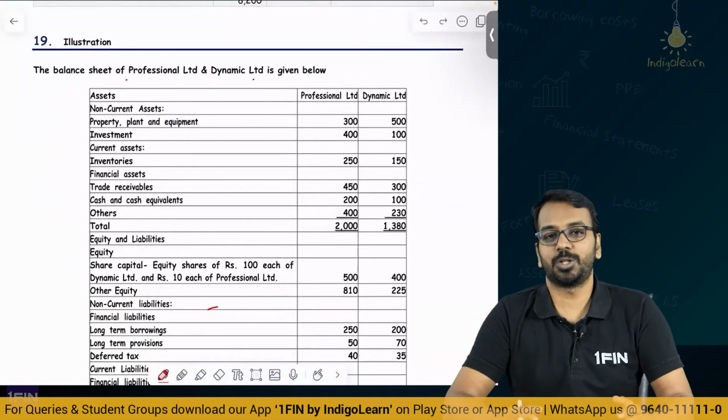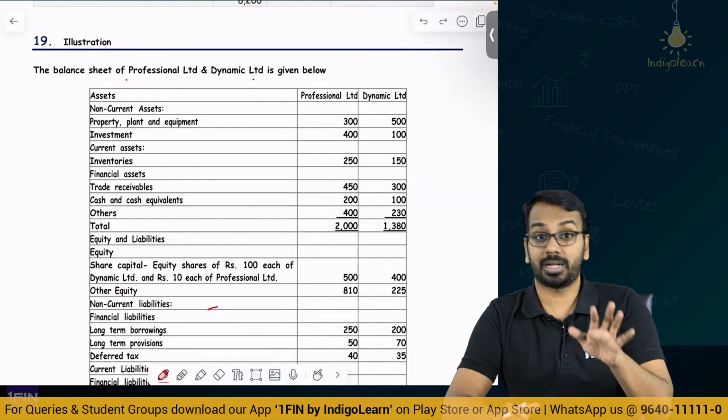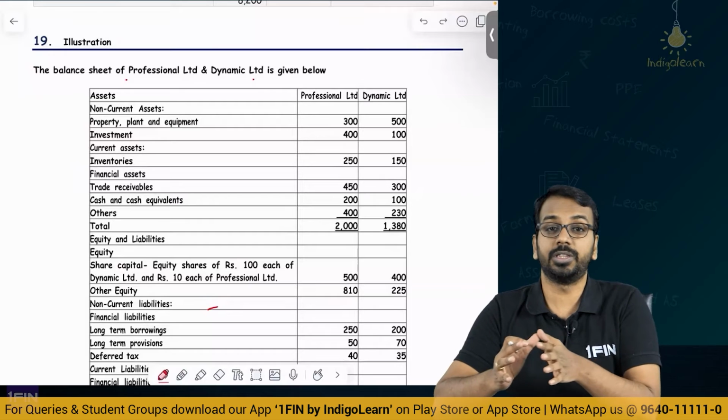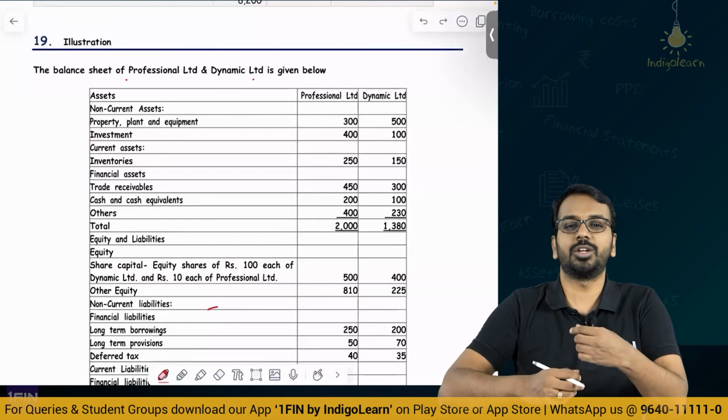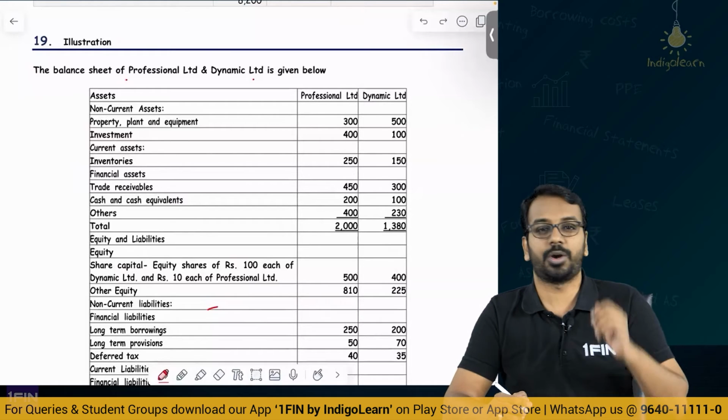So now that we have understood the concepts of Ind AS 103 and business combination, let us have a look at a couple of questions to be perfect with these concepts. Please note, I am not going into depth of each of the questions or each of the adjustments. This is more from a revision point of view.